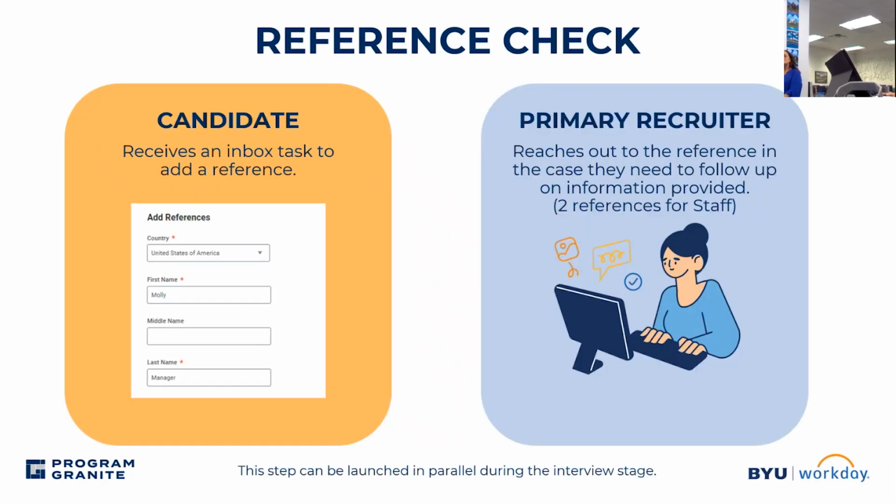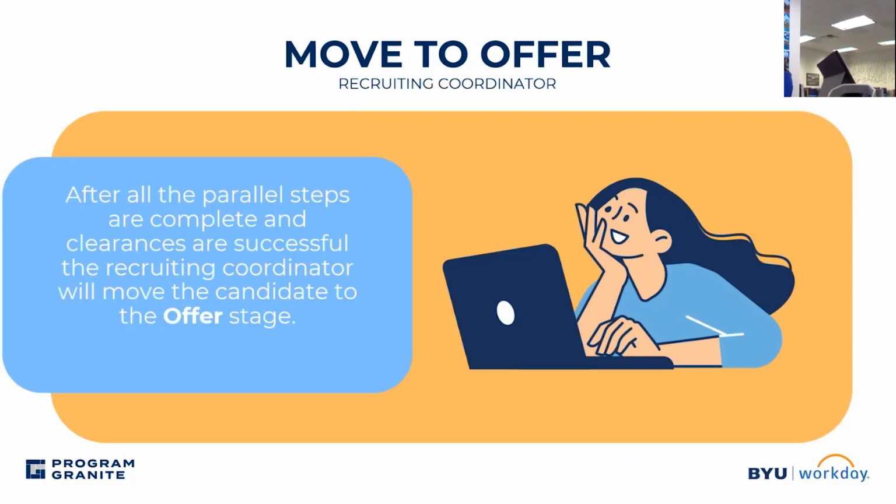Reference check, we talked about this a lot. Again, you can initiate it from here. And then once all of that has been done in the background, the ecclesiastical and the background check, you will be able to move them to offer. So all of the parallel steps are completed and clearances are successful. The recruiting coordinator will move the candidate to the offer stage.